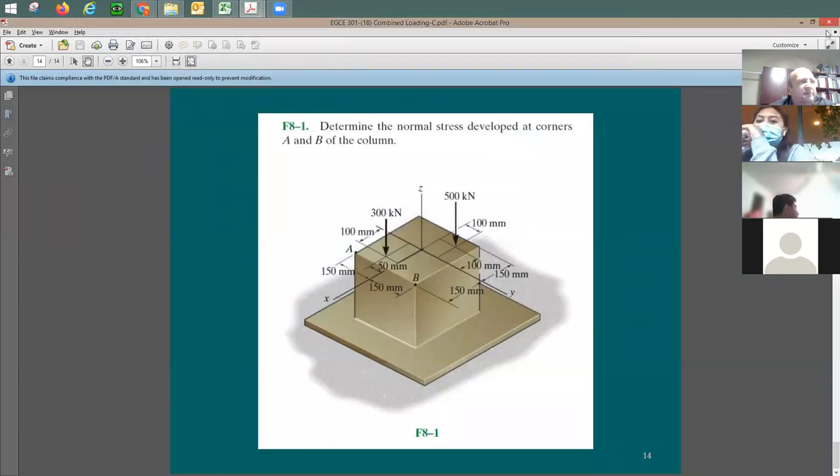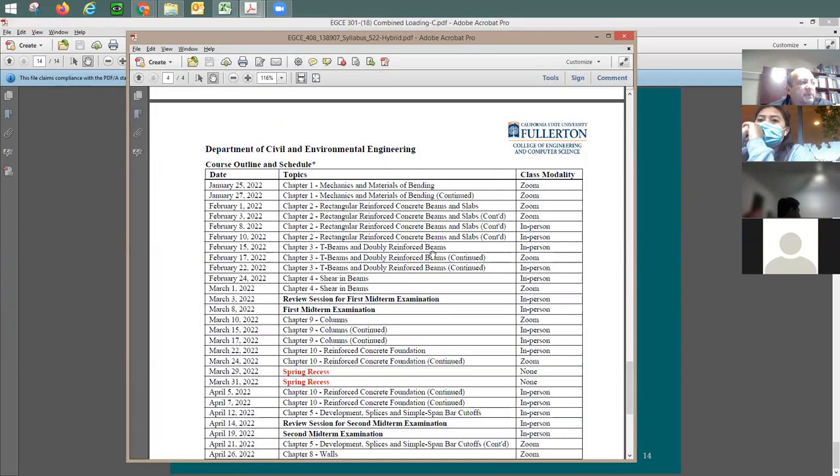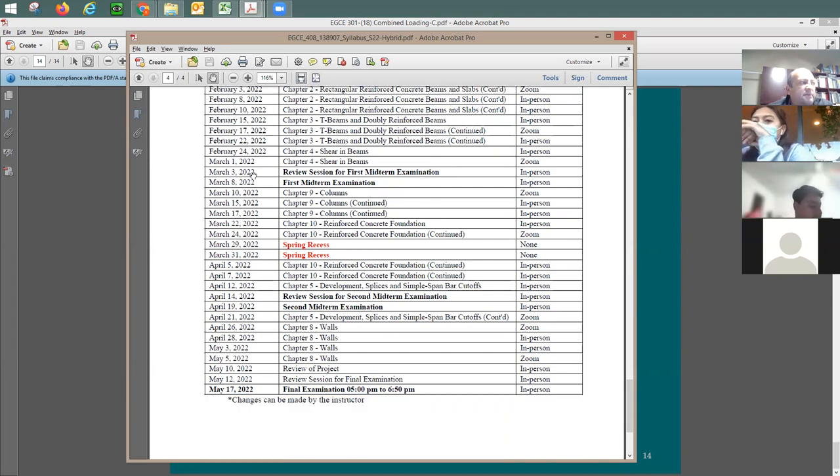Now, I guess you have an idea about the material arrangement that we have on Canvas, and maybe a kind of idea about your midterms. You understand that your midterms are usually gonna happen on Tuesdays. And we have them here in the syllabus. We have the exact date and the review for it, right? So we have scheduled March 8th and April 19th. And here's the final. So you have a kind of detailed schedule.